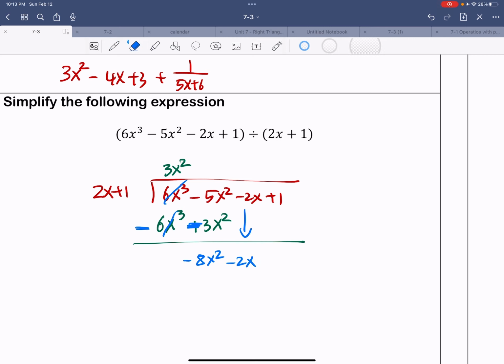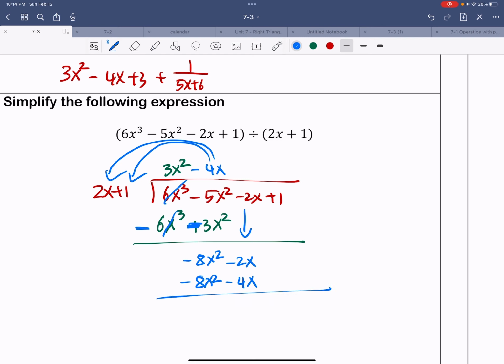And what do I multiply here? How can I make 2x into negative 8x squared? Multiply by negative 4x. Negative 4x times 2x, you're gonna get negative 8x squared. And negative 4x times 1 is negative 4x. And if you flip the sign, negative 8 plus 8 will disappear. Negative 2 plus 4 is gonna give you 2x.